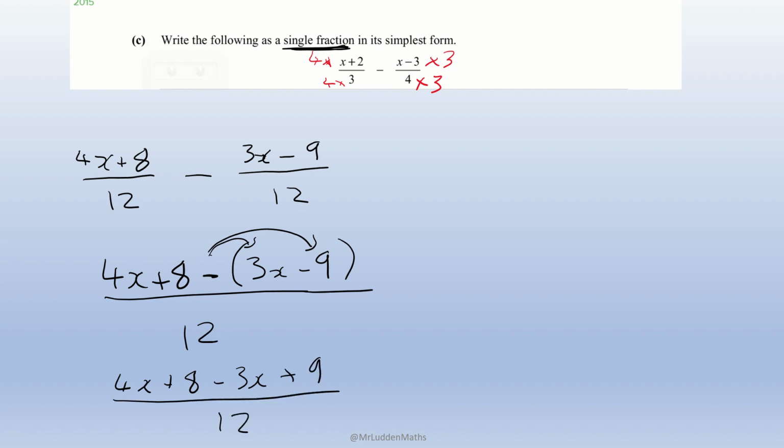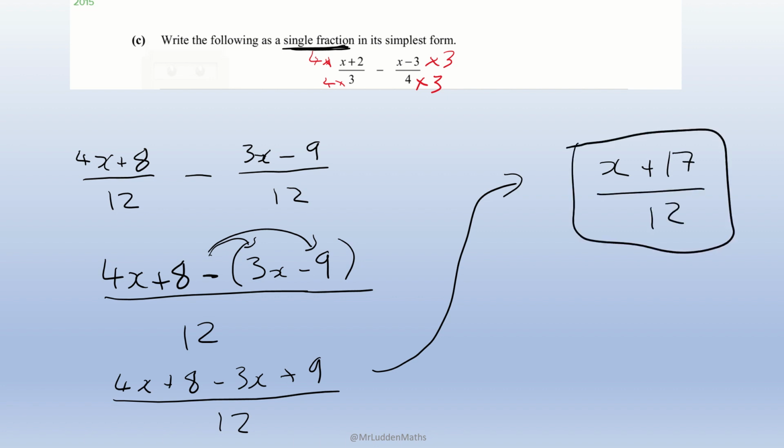And if you're to simplify that down, on top you've got 4x minus 3x, which is equal to x, and up on top as well you've got your plus 8 plus 9, so that's going to give you 17, and that's going to be all over 12. That's your full marks in the marking scheme as well. You've written it as a single fraction, you've written it in its simplest form.